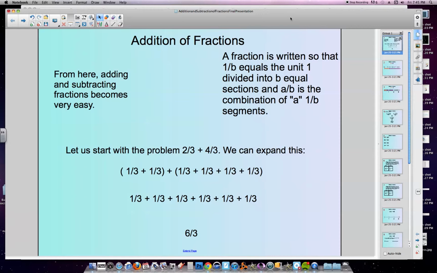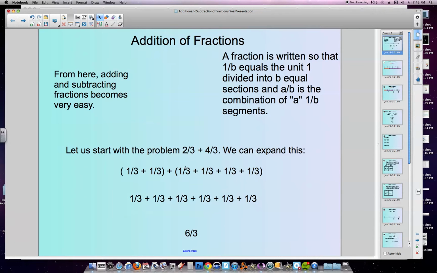So we need to begin with understanding that if we have the problem 2/3 plus 4/3, we're talking about two segments that are each a length of 1/3. And here we're talking about four segments that are each a length of 1/3. So we have 2 of something and 4 of something, and each one is the same length. They're all a length of 1/3. This is 1/3 plus 1/3, or 2/3, plus 4/3.